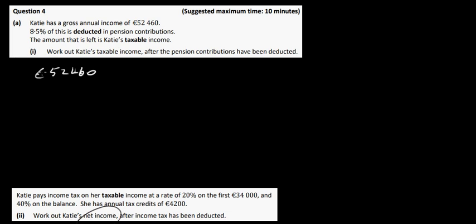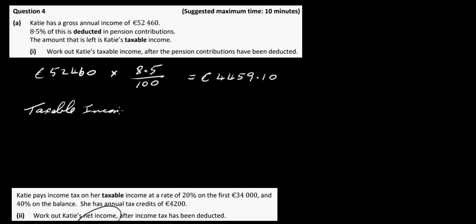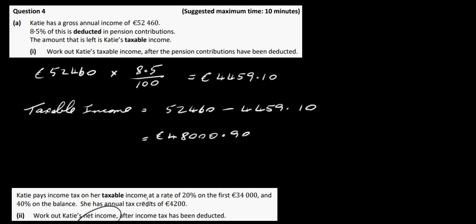Well, she has gross income of this amount here, so what we've got to do is get 8.5% of 52,460. So when you do that, you get 4459.10. So that's her pension contributions. We've got to work out her taxable income then. So her taxable income is just going to be 52,460 minus 4459.10. So when you do that, you get 48,000.90. So that's her taxable income.